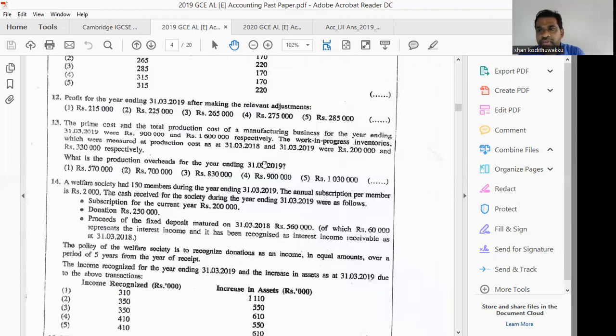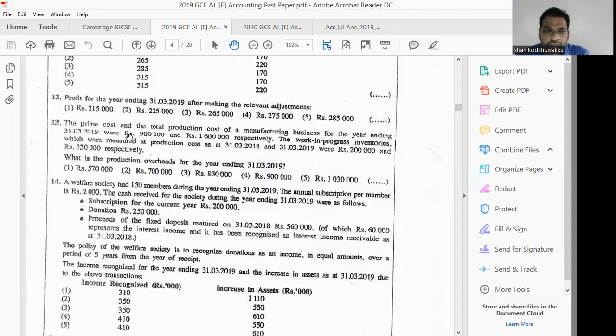Production overhead means the total of indirect cost. If you take the manufacturing cost of a business or product, we have two types: direct cost and indirect cost. Direct material cost, direct labor cost, and other direct cost will be the prime cost or total direct cost. Then indirect material, indirect labor, and other indirect cost will be the total indirect manufacturing cost or overheads. Our question is, what is the production overhead for the year ending 31st March 2019?